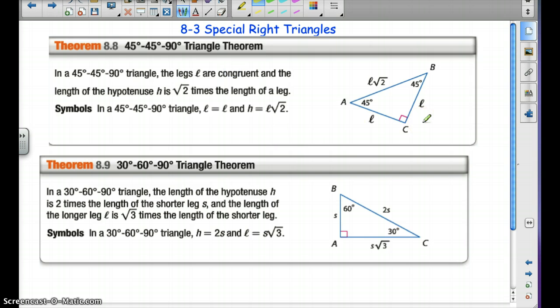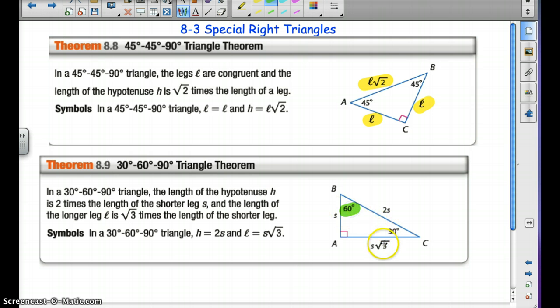So the 45, 45, 90 triangle is pretty easy to memorize. The two legs we have here, you're just going to find the hypotenuse. All you have to do is take the legs times the square root of 2. That's all you got to do. Now the 30, 60, 90 triangle gets a little tricky.